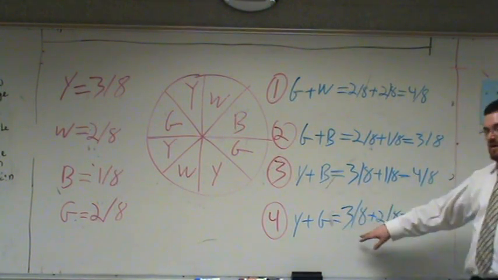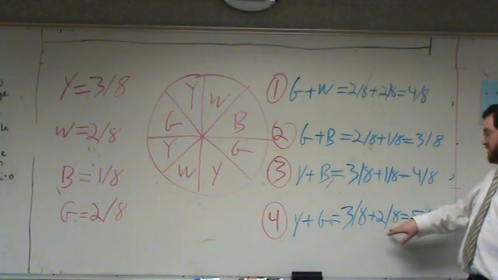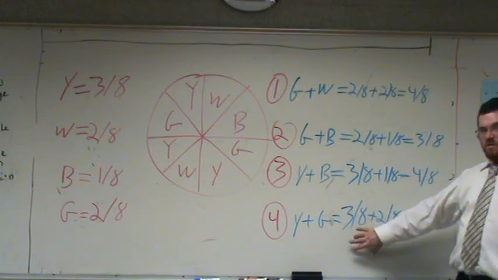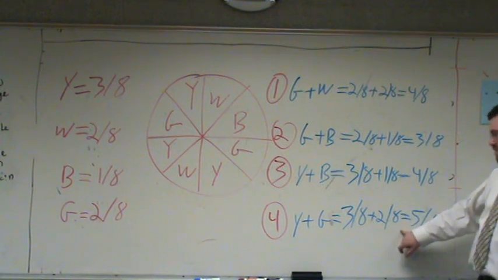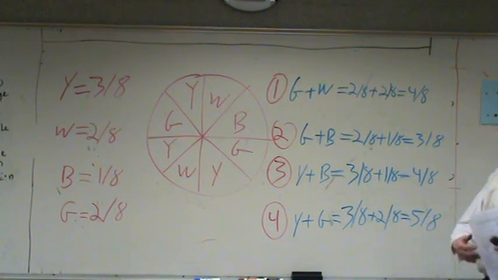Well, the chance of getting a yellow is 3/8. The chance of getting a green is 2/8. It could fall on the yellow, which is 3/8. It could also fall on 2/8 of the board, the green. So therefore, it could fall on 5/8.